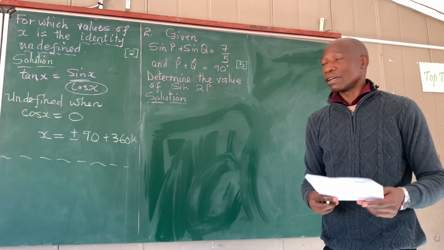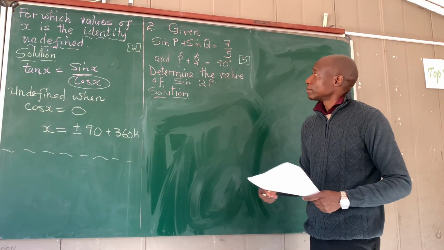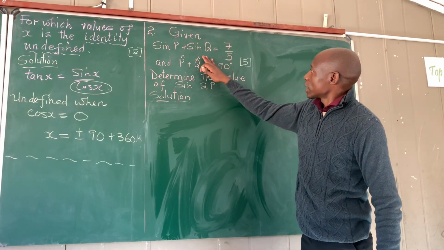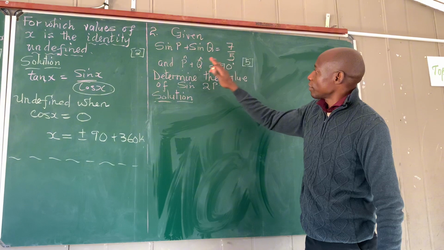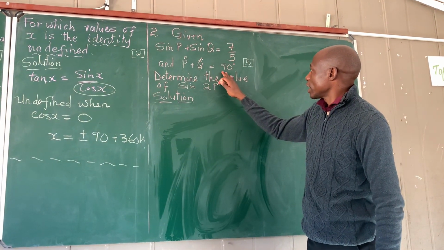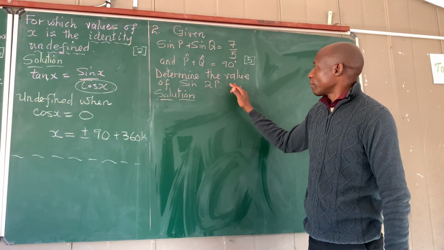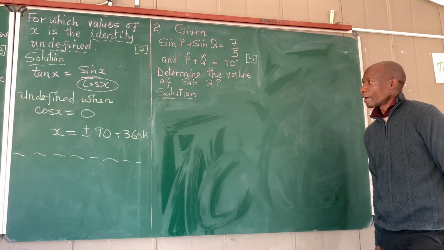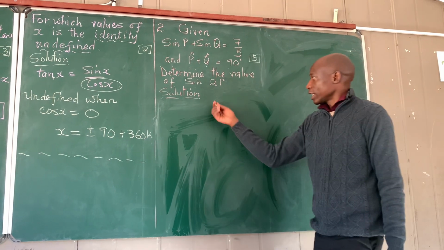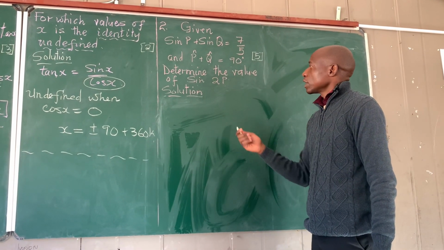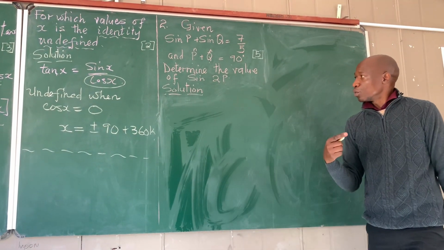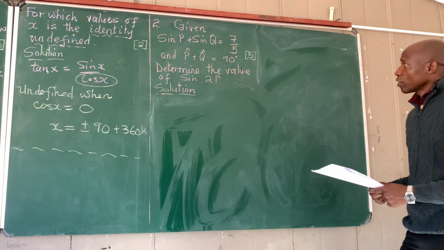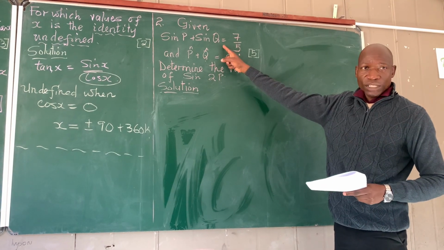We have a problem here that is given sine p plus sine q is equal to 7 over 5 and p plus q is equal to 90 degrees. Determine the value of sine 2p. Now, when you look at the identity for sine 2p, it is 2 sine p cos p. So therefore, we must introduce a cos here.